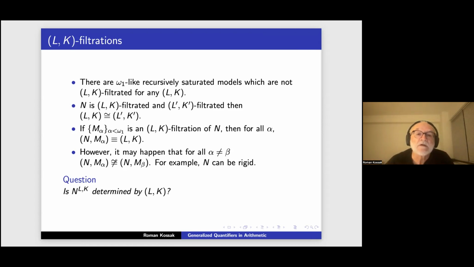But now the connection to stationary logic is that by the third bullet, you can see that we can express certain facts. We can say that a model has a filtration of a certain elementary type, and then if you have N with LK and N prime with L prime K prime, when LK and L prime K prime have different theories, then these omega-1 like models will not be elementarily equivalent in stationary logic, because in stationary logic you can express things about elementary theories of those pairs of the type LK.